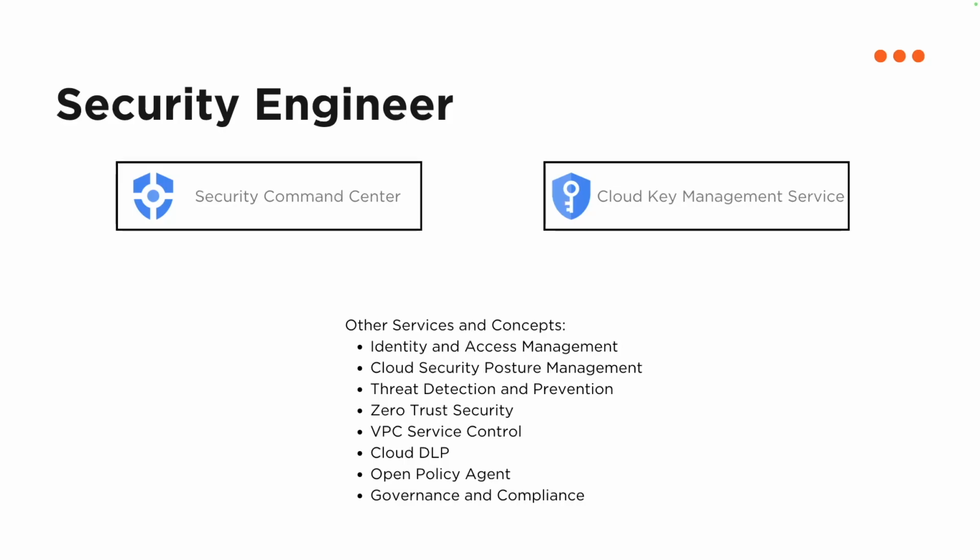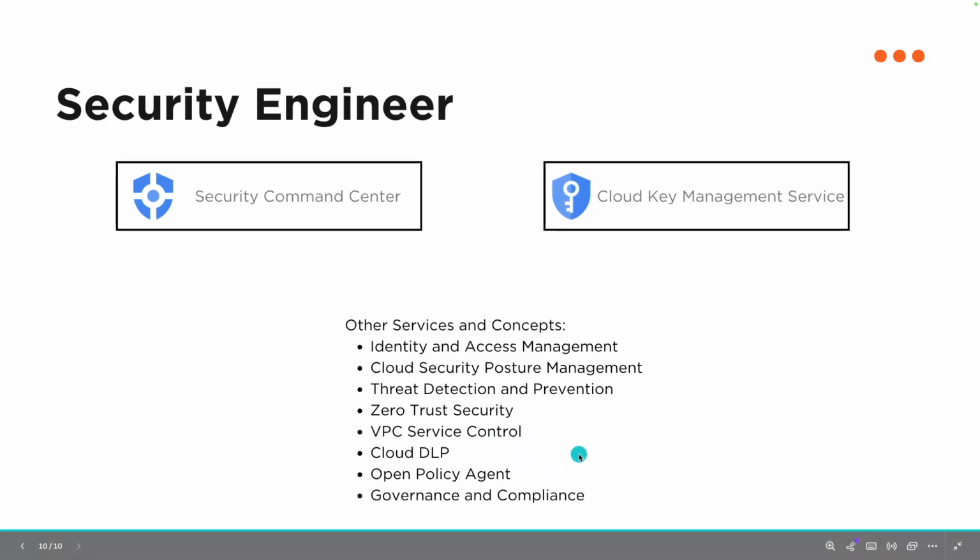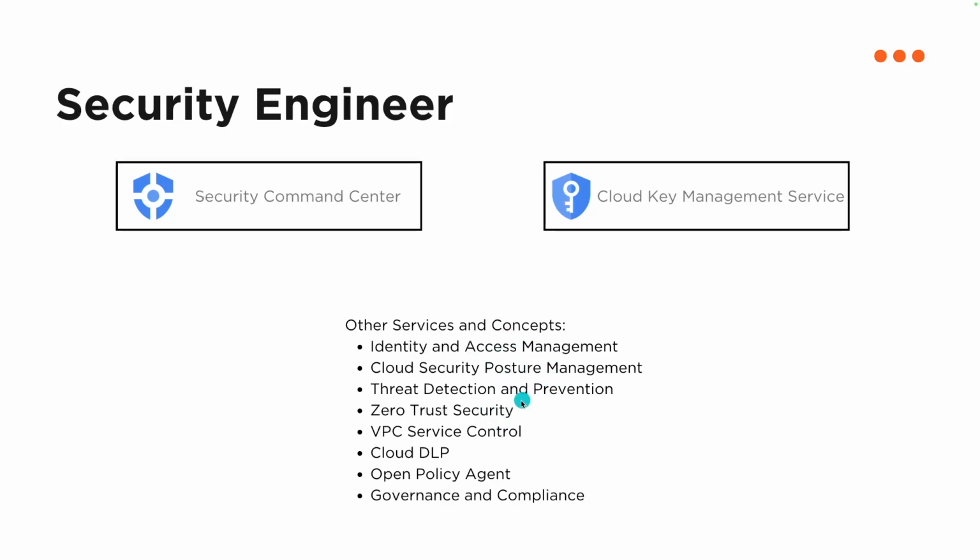What is envelope encryption? Then you can dive into threat detection and prevention. What is zero trust security? VPC Service Controls is another great service that we have in Google Cloud, which helps with data exfiltration risk, etc. So you should learn about all these things. Open Policy Agent is a policy engine for governance and compliance. What does this mean? As a security engineer, these are some of the other things that you should learn once you're done with KMS, Secret Manager, and Security Command Center.